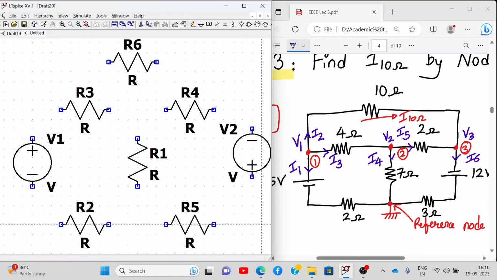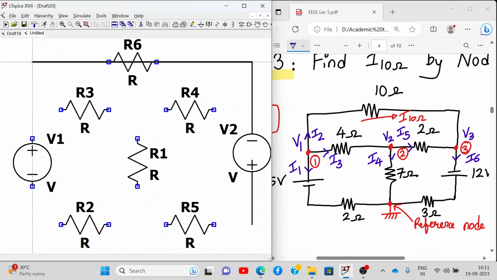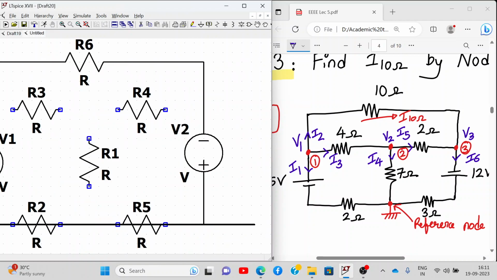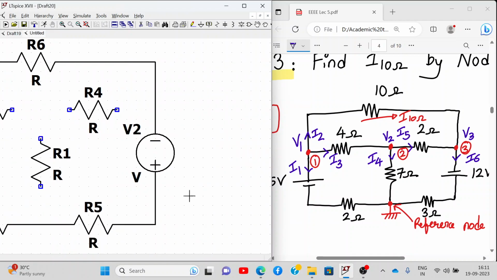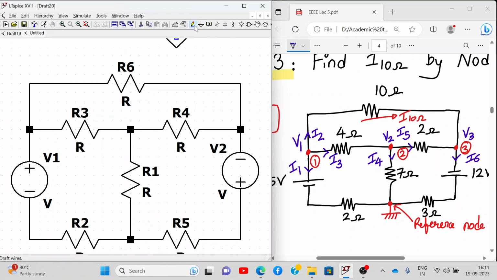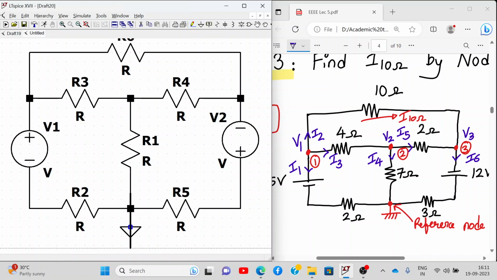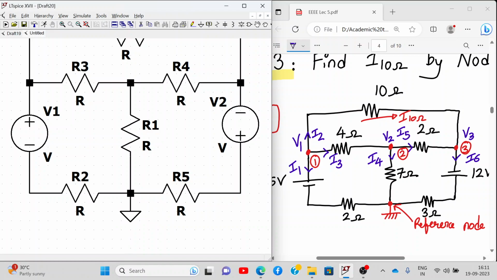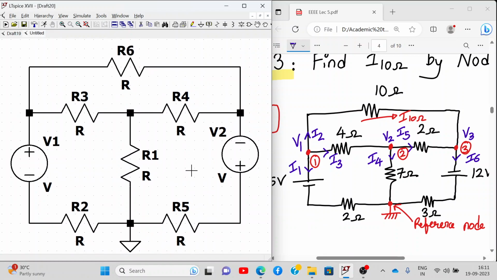Now I need to connect them together with a wire. So let me do that quickly. All right. Now I'll connect the other components. Okay, and define the ground node also. So this is my reference or the ground node. I'll connect it with a wire. All right. Now I'll define the values.